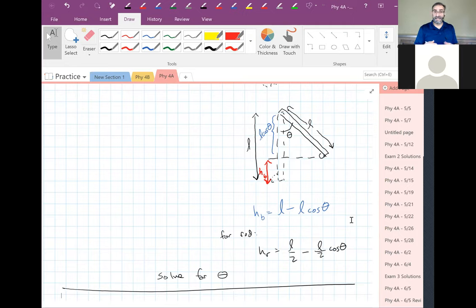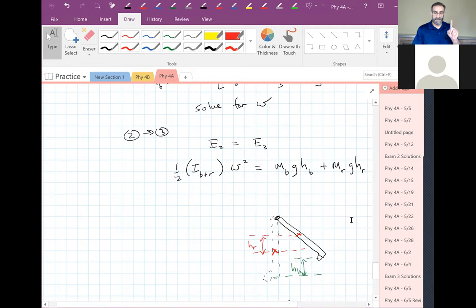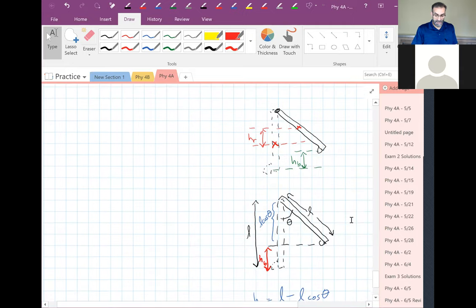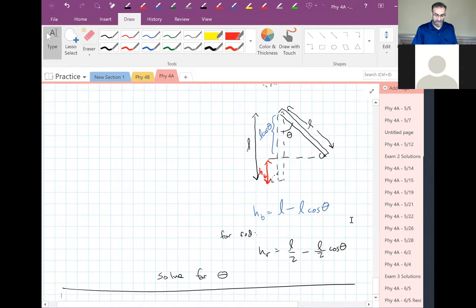First, you could find the center of mass of the system, and then you do one gravitational potential energy term here. But either way, we're doing two problems, right? In this case, it doesn't matter. Theta could be whatever you want.